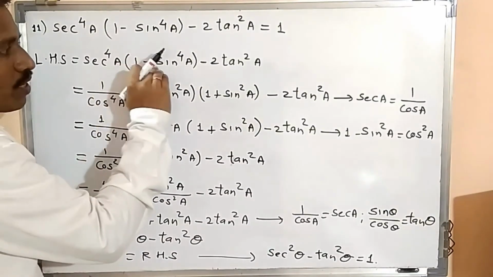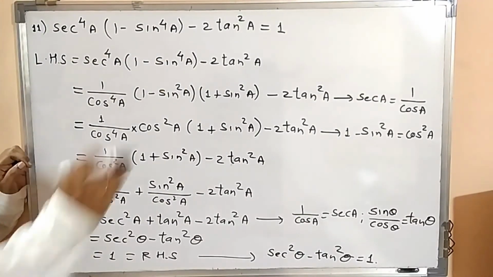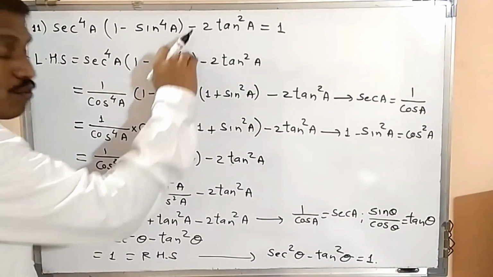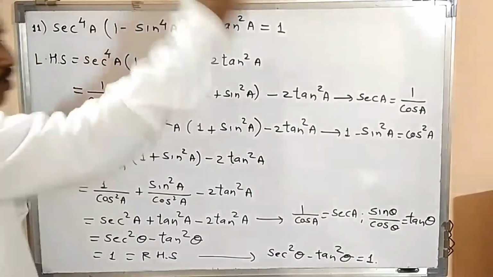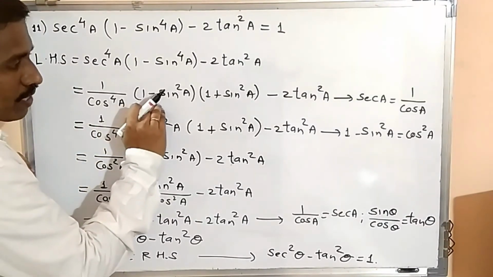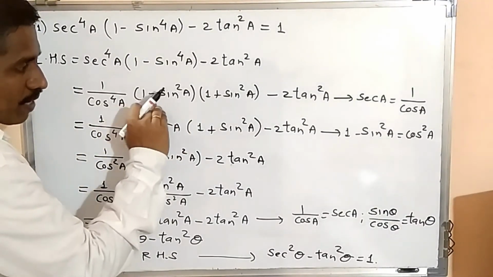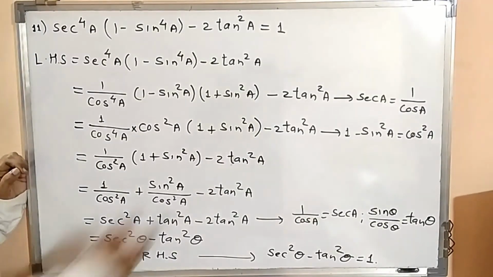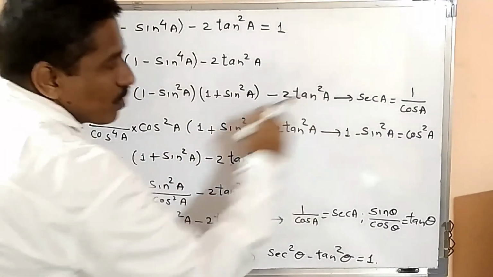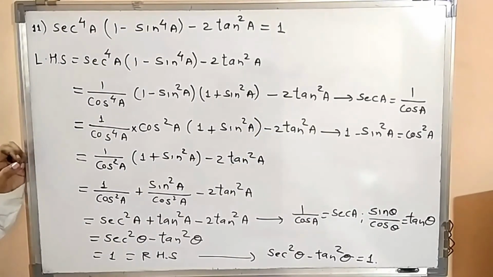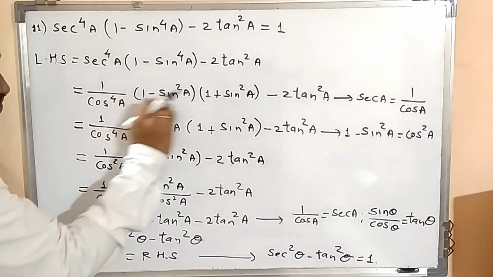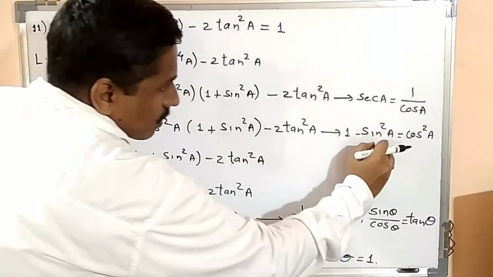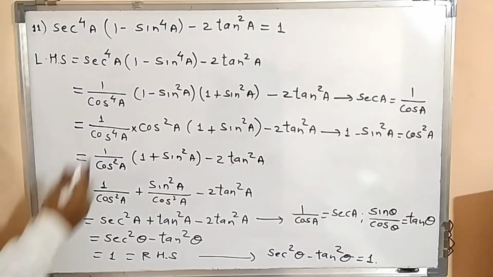This I will assume as A square minus B square. What are the factors? A plus B, A minus B. Here, sin^4 A is (sin^2 A) the whole square. So the factors are (1 minus sin^2 A), that is A minus B, and (1 plus sin^2 A), that is A plus B, minus 2 tan^2 A, I will write as it is. Now I know that 1 minus sin^2 A is nothing but cos^2 A. This is an identity.